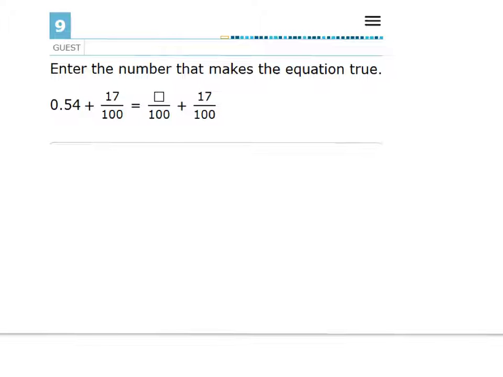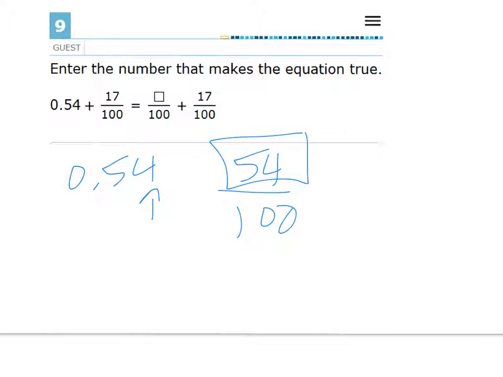For question number 9, enter the number that makes the equation true. Now, if you look at the 0.54, the 4 is in the hundredths place. So since it's in the hundredths place, the 54 would go over 100. So our result is just 54.